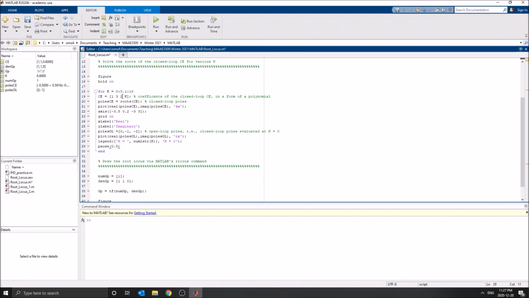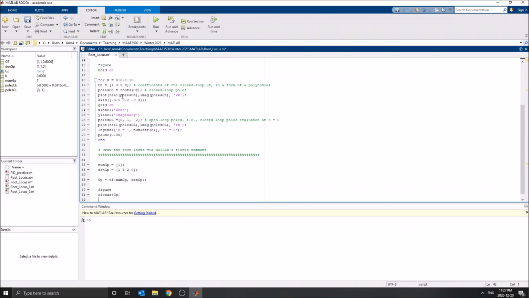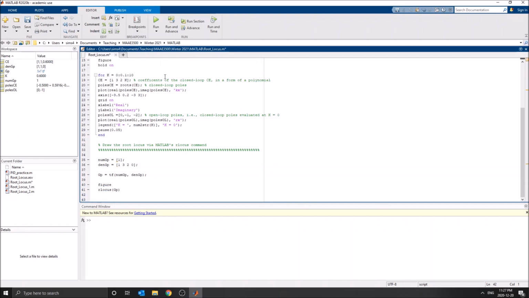All right. And because I have so many points in that case, I have 100 points essentially, I'm going to pause for a shorter period of time, 0.05 seconds. Feels appropriate here. And I'm going to use the MATLAB rlocus command to do it for me. So all I need to do is to define the plant transfer function. So 1 over s cubed plus 3s squared plus 2s was my denominator, plus 0, obviously. So we'll compare both approaches.